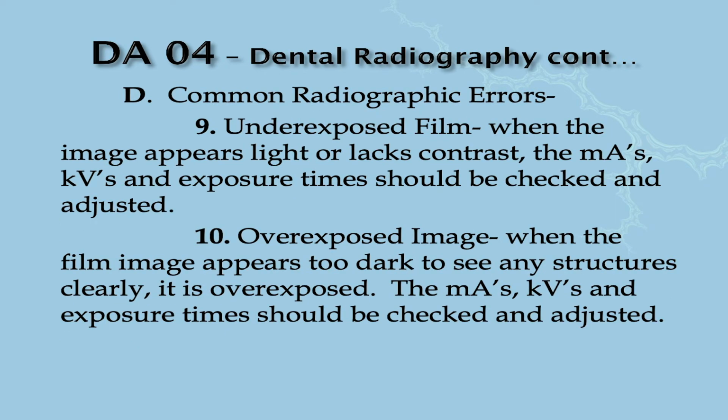An underexposed film occurs when the image appears light or lacks contrast, and that's because the mA or kV needs to be checked or adjusted. An overexposed film occurs when the mA, kV, or exposure time is usually too high, and the film will look too dark, and you will be unable to see structures clearly on that image.